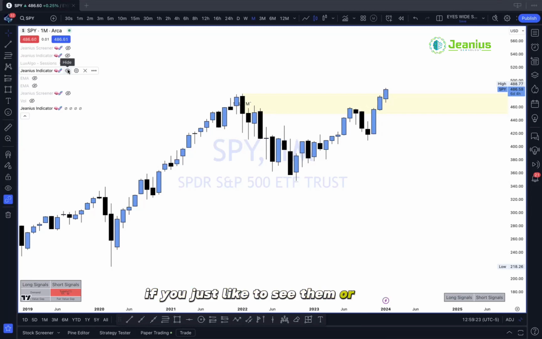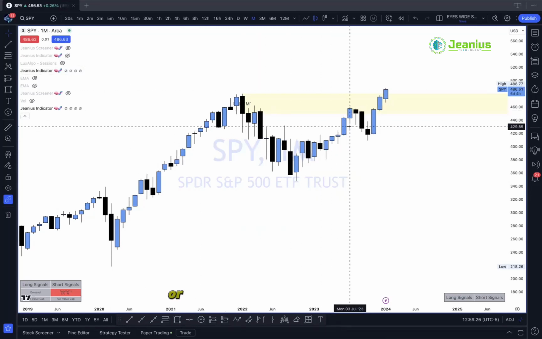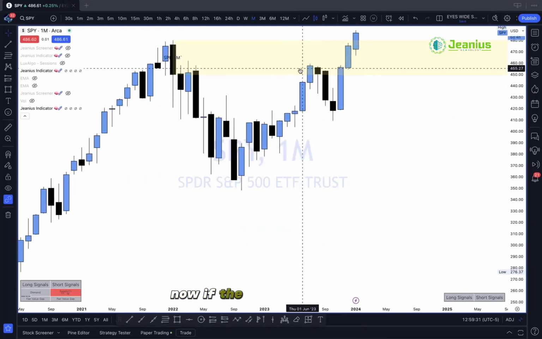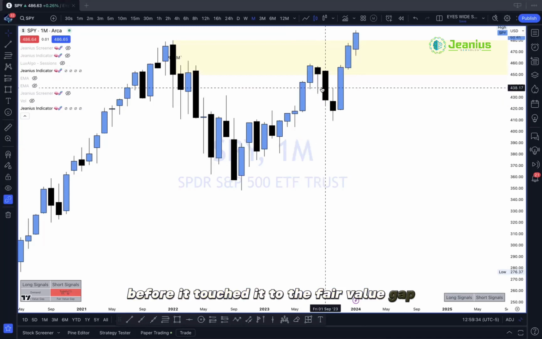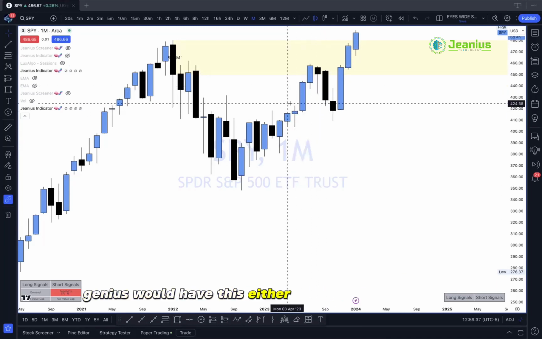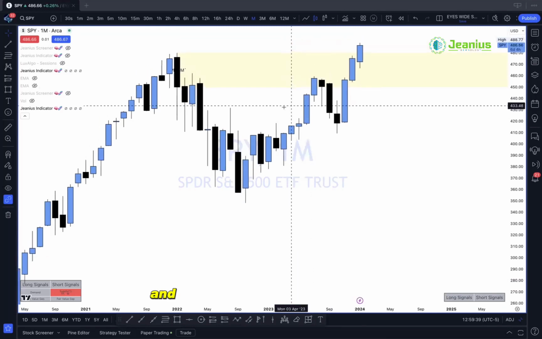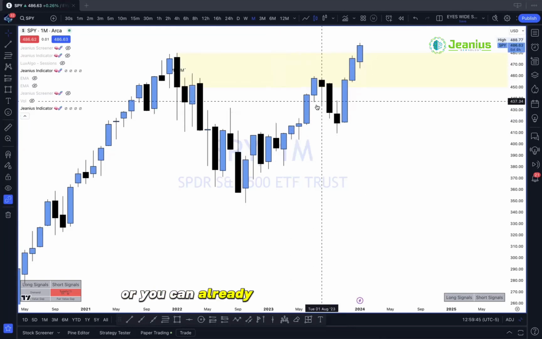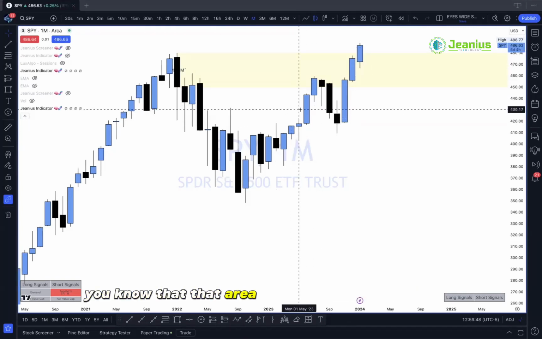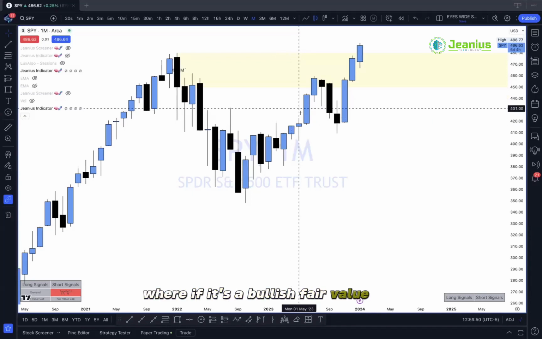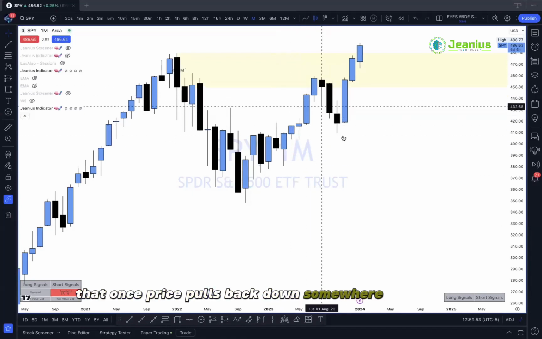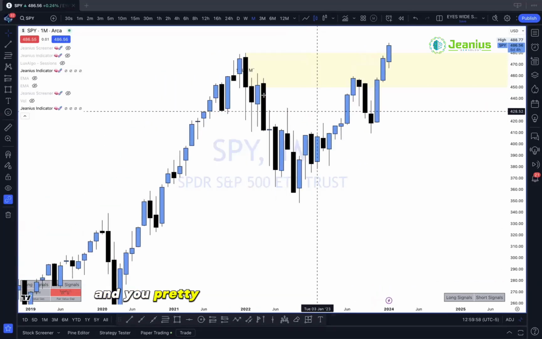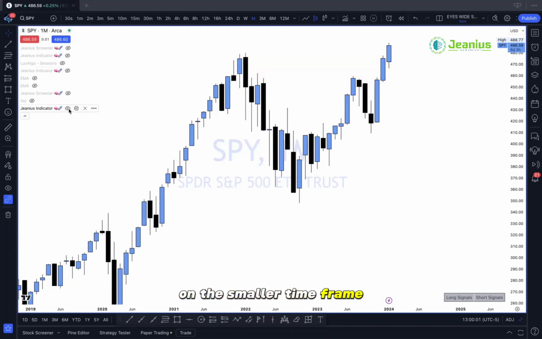If you just like to see them, or those supply and demand zones, or even those fair value gaps, like right here, this was a fair value gap here. Now, if the price was up here before it touched into the fair value gap, Jeanius would have this either not showing or showing, and once it's tapped into, then it pops up. Or you can already have it showing so that you know that area is going to be an area of interest. If it's a bullish fair value gap, then once price pulls back down somewhere in this area, you should be looking for some form of reversal at some point, and you pretty much just wait for confirmation on the smaller time frame. Let me turn that off.